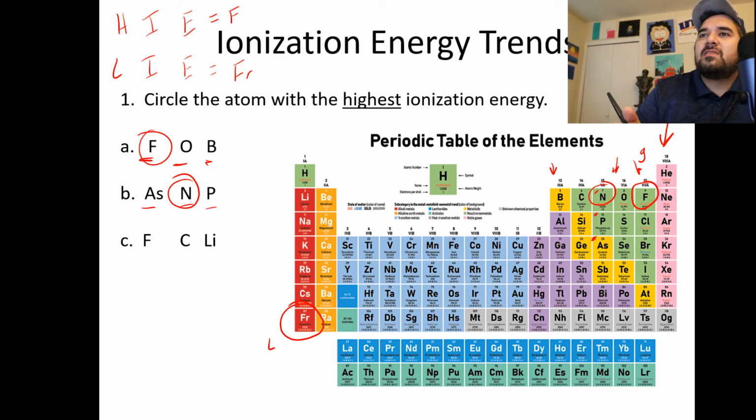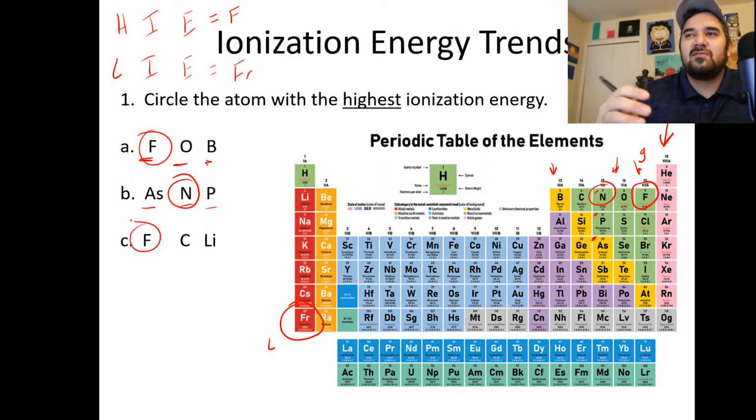All right, next one is going to be fluorine, carbon, and lithium. That one, of course, is going to be fluorine. Whenever the question includes fluorine, it's fluorine. And fluorine is the most of a lot of things. It's the smallest element. It's got the highest ionization energy. And when we talk about electronegativity, it's also the most electronegative.